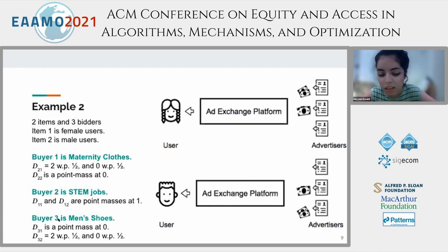And the third buyer is men's shoes. And this buyer has the opposite of what maternity clothes has, which is they're going to have a high value for displaying their ad to men, which is 2, with probability 1/2 and 0 otherwise, and no value for displaying their ad to women. And in this case, if you look at the population level information, and if you run an auction on this, in expectation, the STEM jobs ad here, the second buyer, is going to be displayed to female users with probability 1/2 and to male users with probability 1/2. And so this example here is still fair at the population level.